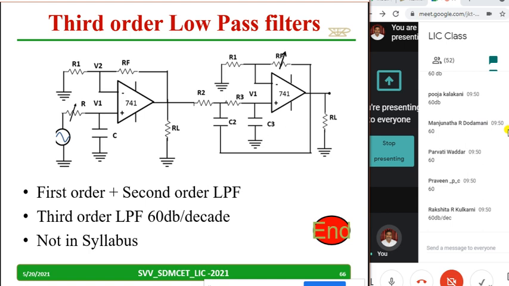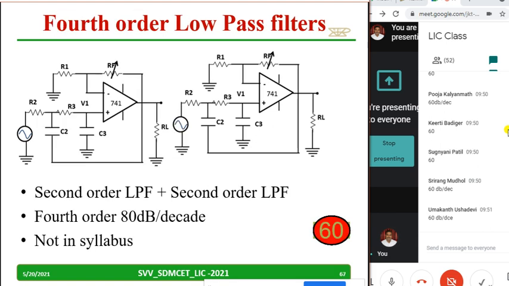And Praveen PC, Rakshita, Pooja, Kalyan Mat have given the answer. Kirti Badigir, Srirang, Umakant, most of them have given the same answer. Very good. Now, if I want a fourth order, I'll get a second order in cascading with another second order. Total I'll get 80 dB per decade.